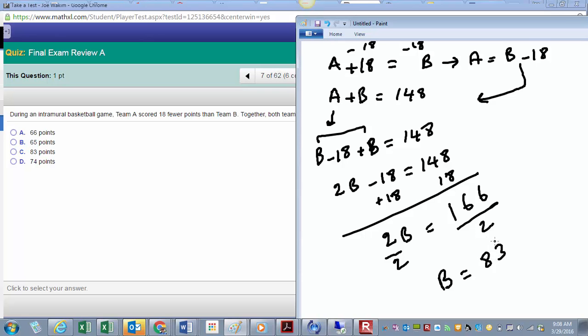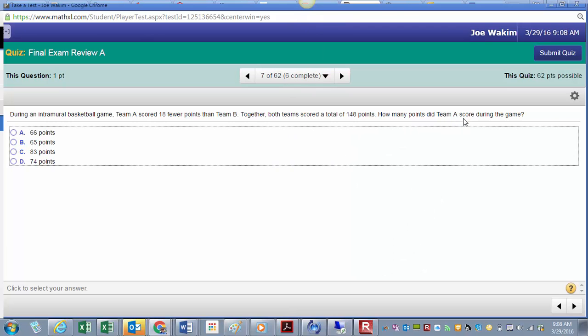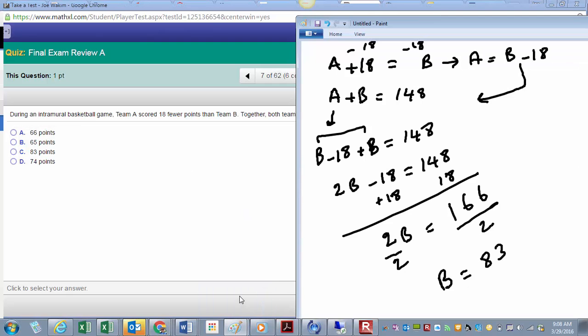So they want us to find what, B or A. How many points did Team A score during the game? So Team A, remember, is the one with the less numbers, so Team A should be less by 18, so B minus 18. So let's subtract 18 to find Team A. So 13 minus 8 is 5. 8 minus 2 is 6. Because 65 plus 18 is 83, so A is 65.